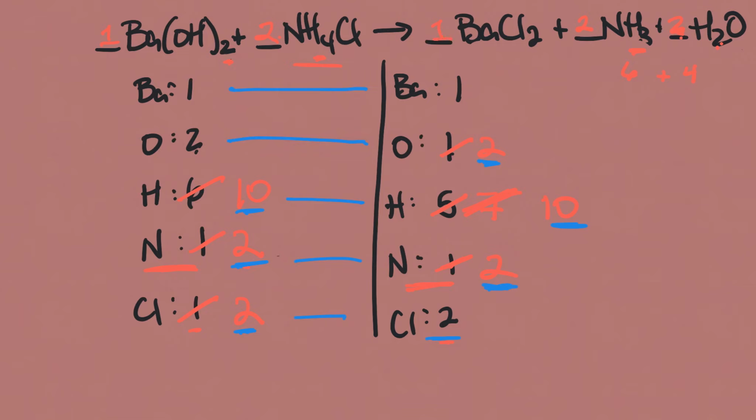We don't necessarily have to write the 1 if you don't want to. If you leave it blank, all scientists will just assume it's a 1. So your 1 Ba(OH)2 plus 2 NH4Cl yields 1 BaCl2 plus 2 NH3 plus 2 H2O. And that's the balanced equation for this reaction.